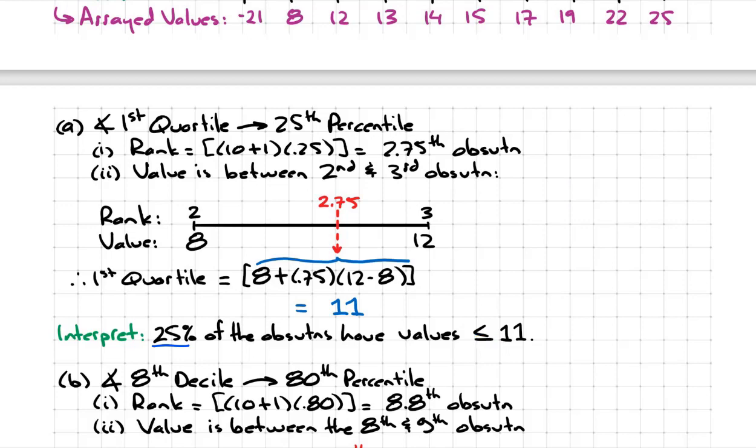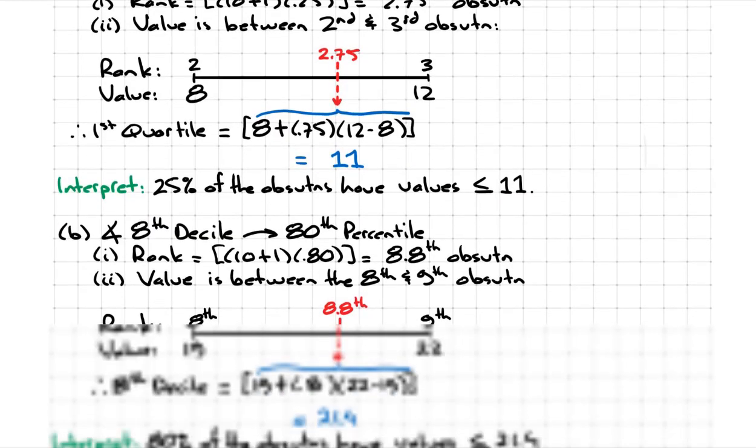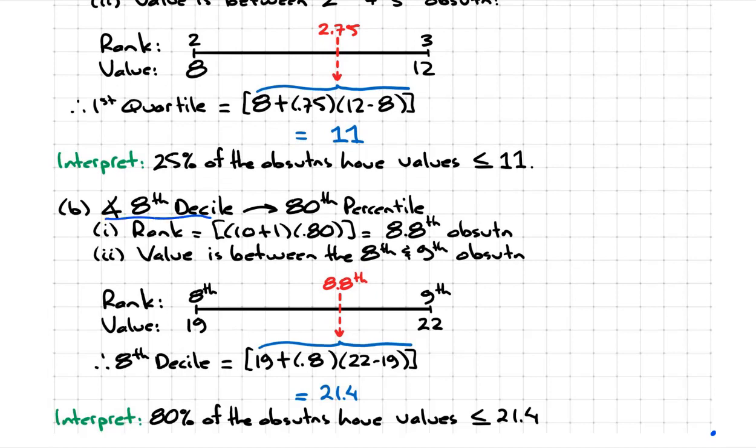So let's do another illustration. Now we're asked to find the 8th decile. Of course, the first thing we're going to do is find the equivalent in terms of percentile. So the 8th decile is the 80th percentile. And remember what the interpretation is. I'll just jump the gun a little bit. It's the same thing as here, but now instead of 25%, that's going to be 80%. So we'll say 80% of the observations will have values that are less than whatever this quantile is.